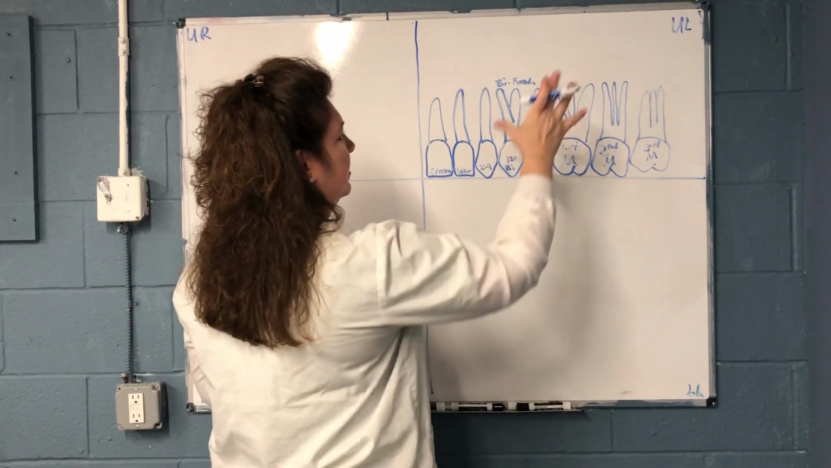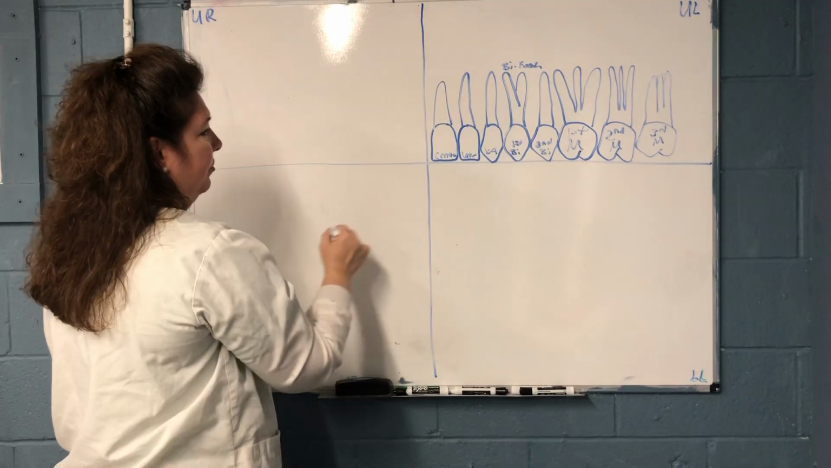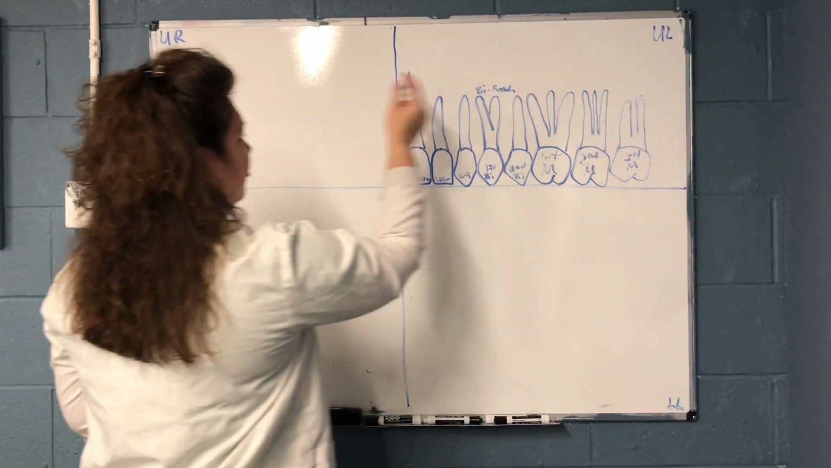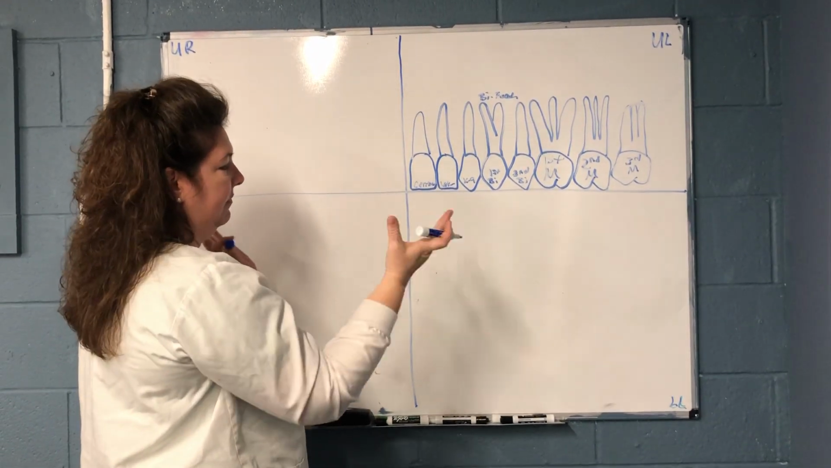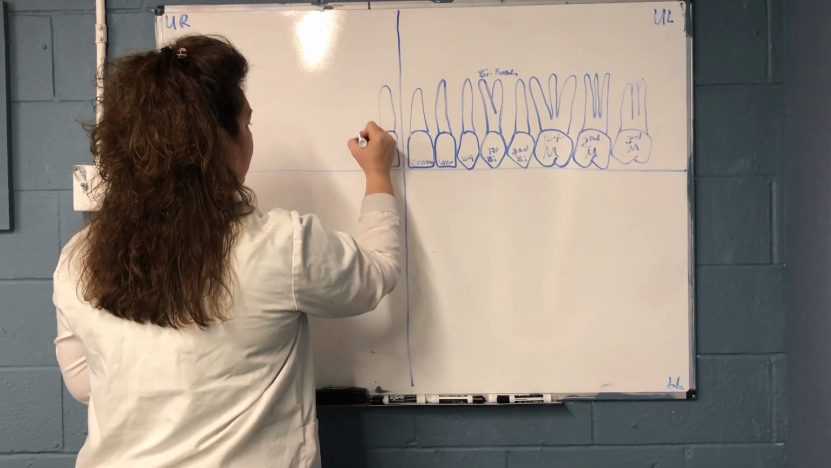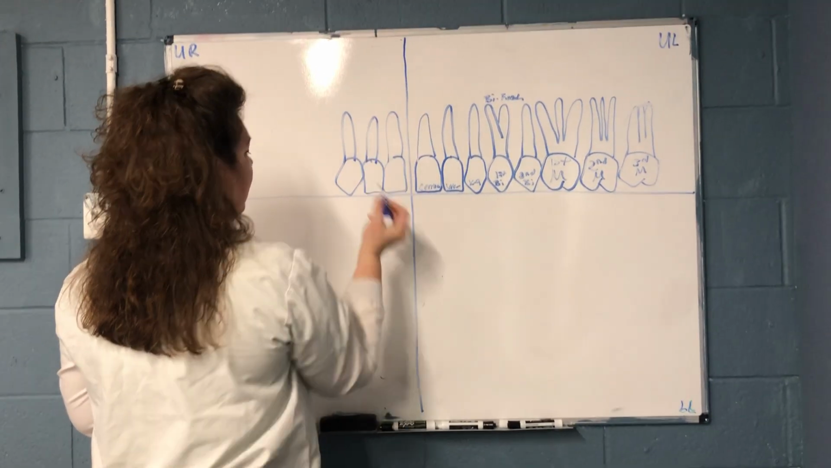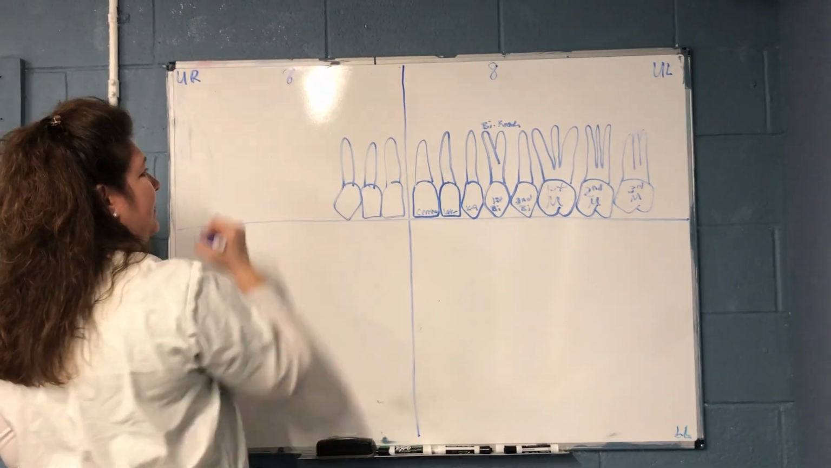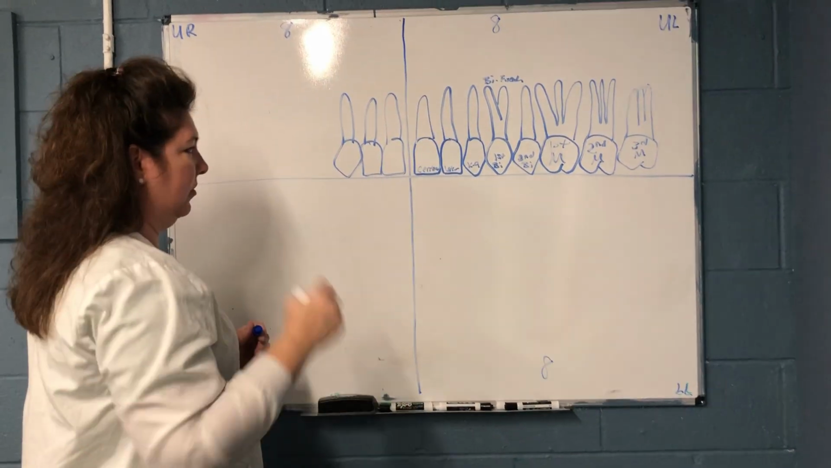So this is called your upper left quadrant. Quad means four, and you have 1, 2, 3, 4 quads that make up your mouth. So you have your upper left quadrant, your upper right, your lower left. And it's just a mirror of each other. So over here you would have your central, your lateral, your canine, and so forth. So there's 8 teeth in the upper left, 8 teeth in the upper right, 8 in the lower right, and 8 in the lower left.